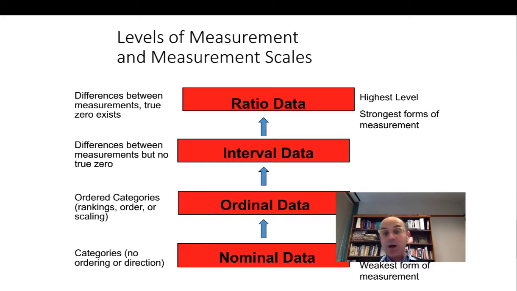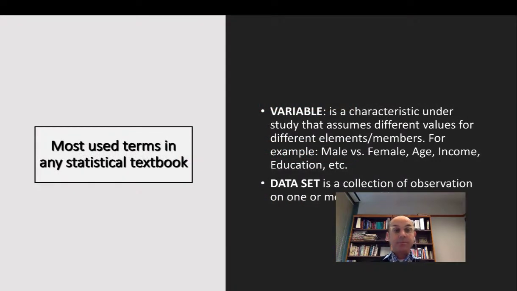Nominal data is the lowest level. Then we have ordinal data, which is a higher level. We have, for example, categorical ranking in that type of data, in ordinal. And then we have interval, where we have the difference between the measurements, but we do not have a true zero. And the highest level is ratio, where we have a true zero, and it does exist, and this is considered to be the highest level or the strongest form of measurement.